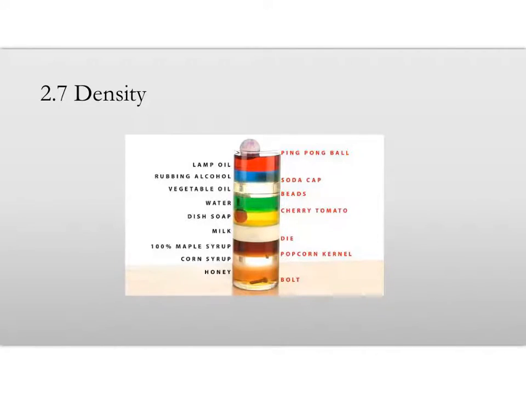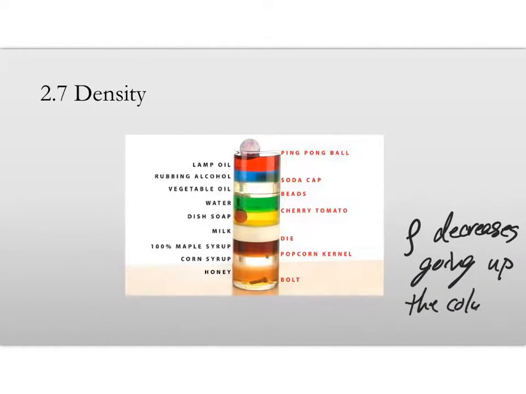I like this picture here. It shows a whole bunch of different substances that you can essentially lay on top of each other. They have different densities, and the density is going to decrease as you go up, obviously, because the least dense object will sit above the more dense object. And so honey would be the most dense, followed by corn syrup, maple syrup, milk, dish soap, water, vegetable oil, rubbing alcohol, lamp oil.